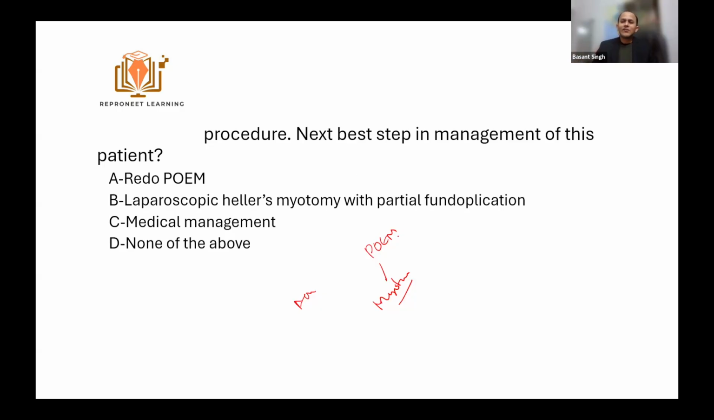And second thing, you'll have reflux. We know that in POEM you'll have a lot of reflux, and it is statistically more than your Heller's myotomy because we're not doing any fundoplication. So your procedure can fail due to two reasons: insufficient myotomy or a lot of reflux. Then what is the treatment for a failed POEM? Then you have all options available.